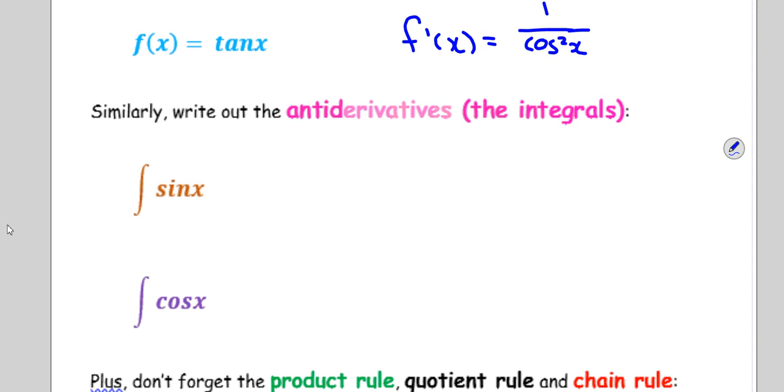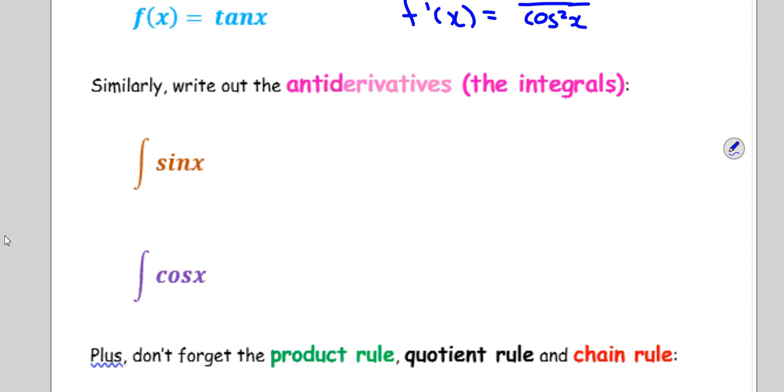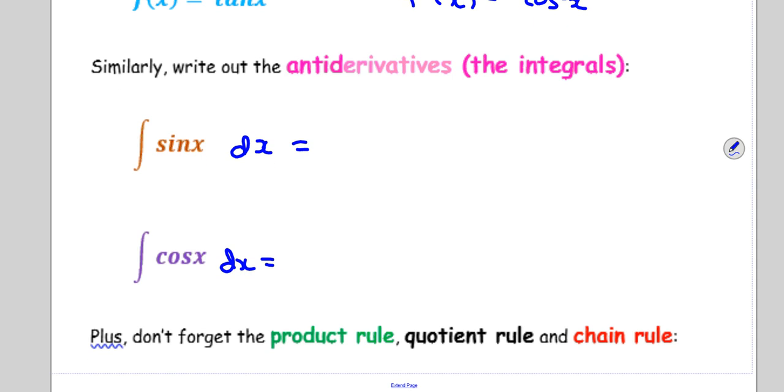So the integral of sine x, what's missing when we write out the integral? There should be just the dx, yeah. The dx is missing. So the integral of sine x dx equals, and the integral of cos x dx equals. Someone? The integral of sine x dx is negative cos x plus c. Good. Where did you see that? Good, exactly.